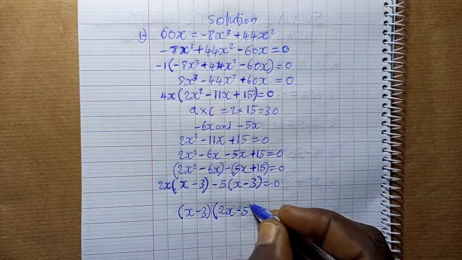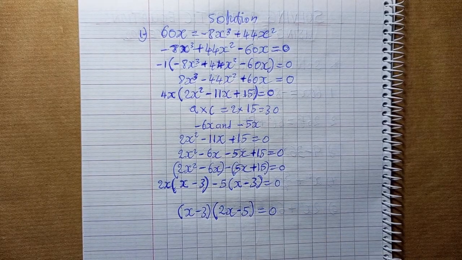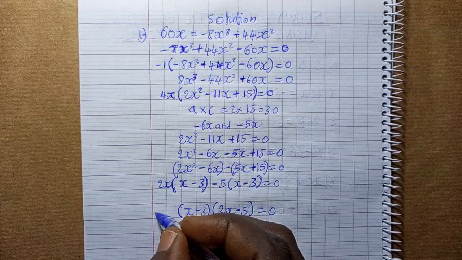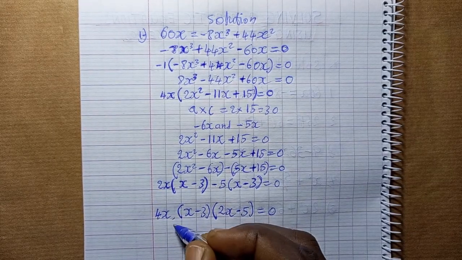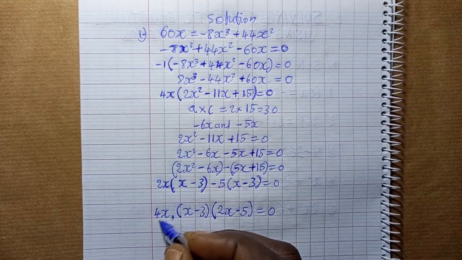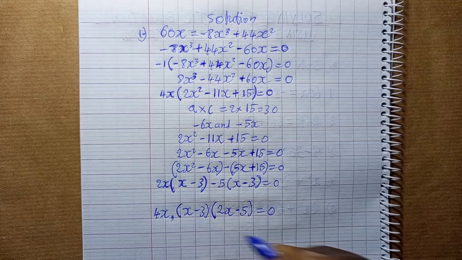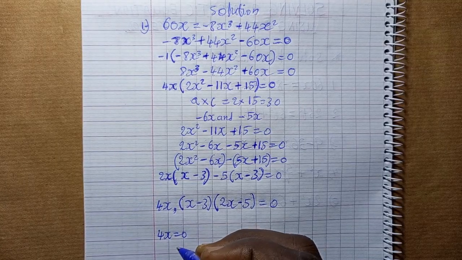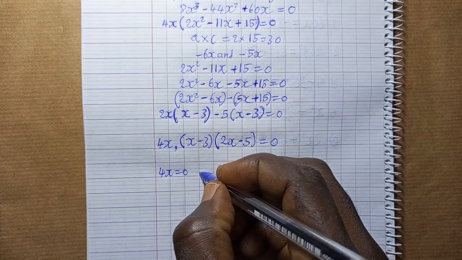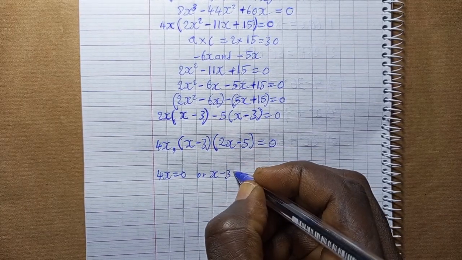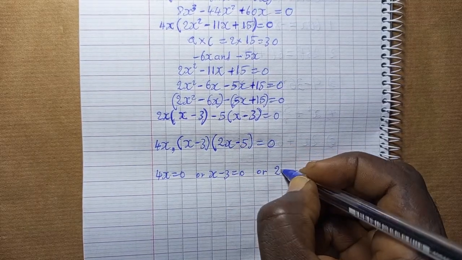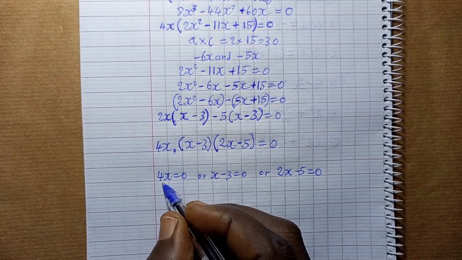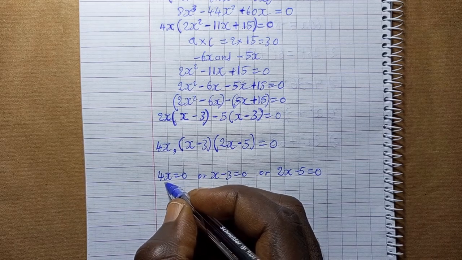Remember we brought out this particular one outside, which is one of the factors. Now we'll bring it here for x. What this is telling us is that either this is equal to 0, or this one is equal to 0, or this is equal to 0. So I'm going to do them separately. It's either 4x equals 0, or x minus 3 equals 0, or 2x minus 5 equals 0.